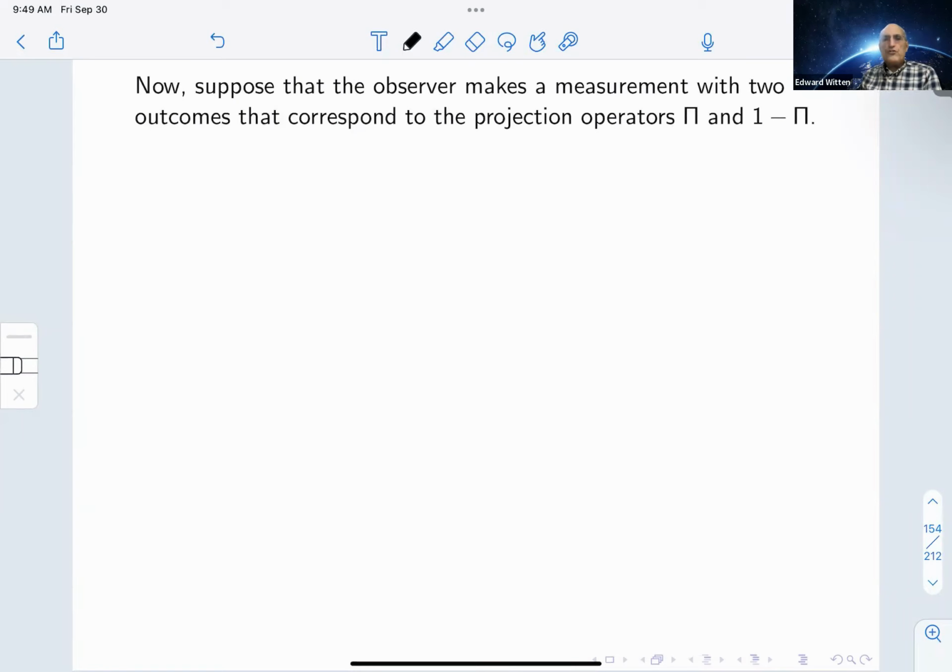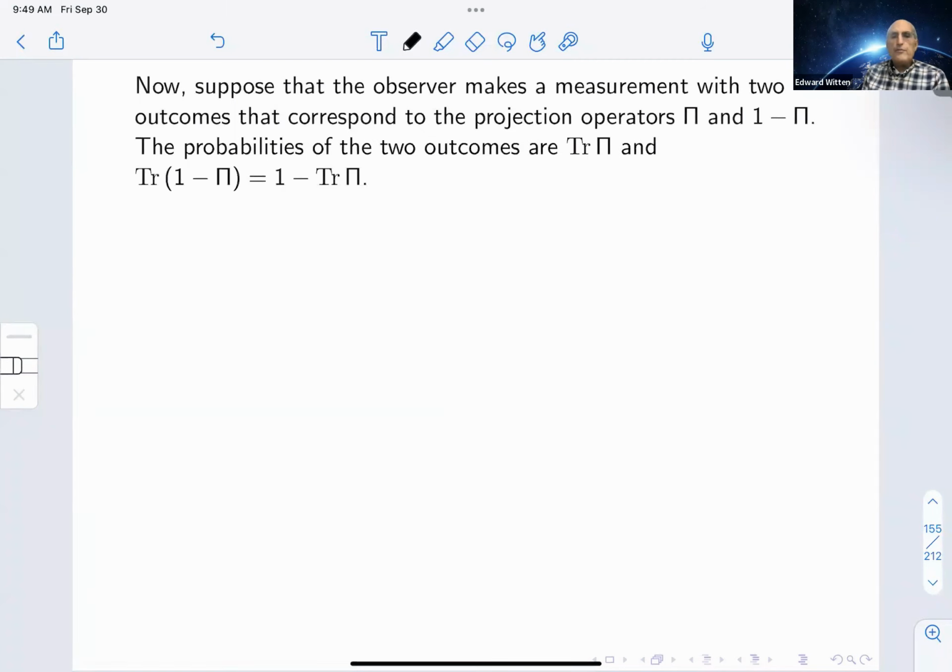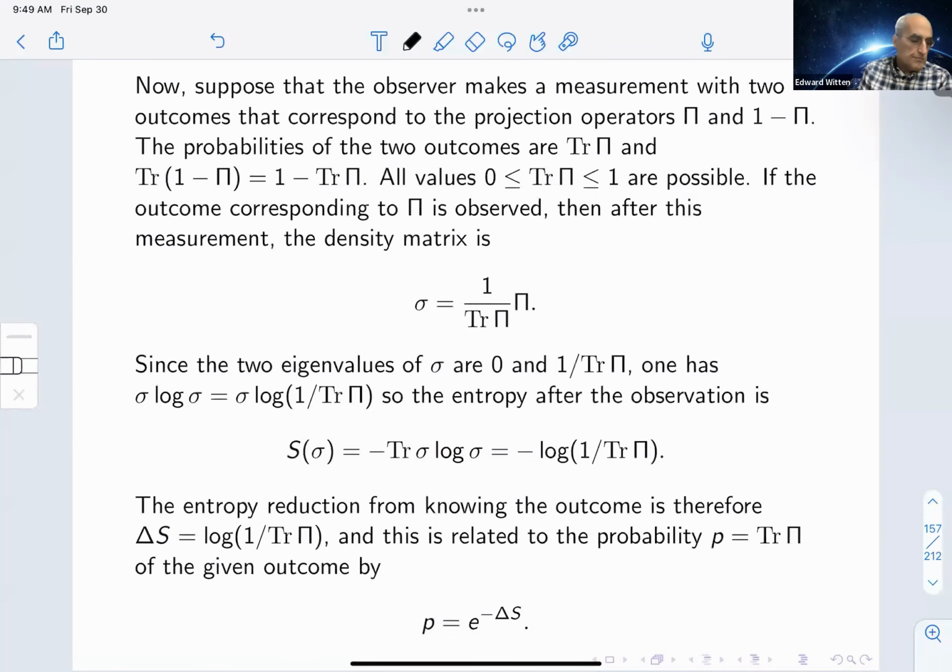Now suppose the observer makes a measurement with two outcomes that correspond to projection operators pi and 1 minus pi. The probabilities of the two outcomes are trace pi and trace 1 minus pi. All values of trace pi between 0 and 1 are possible, as shown by Murray and von Neumann. If the outcome corresponding to pi is observed, after this measurement, this is the density matrix. Since the two eigenvalues of sigma are 0 and 1 over trace pi, you can find that sigma log sigma is this. So the entropy after the observation is this one. The entropy reduction from knowing the outcome is this. And you find that the probability of the outcome is related to the entropy reduction by this nice formula.